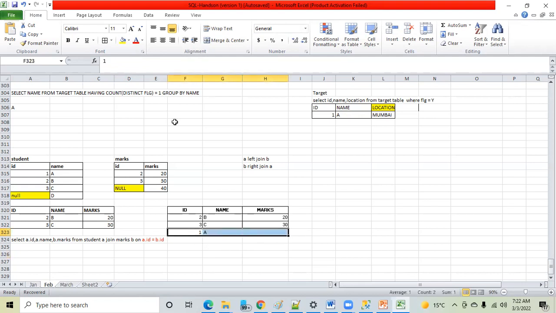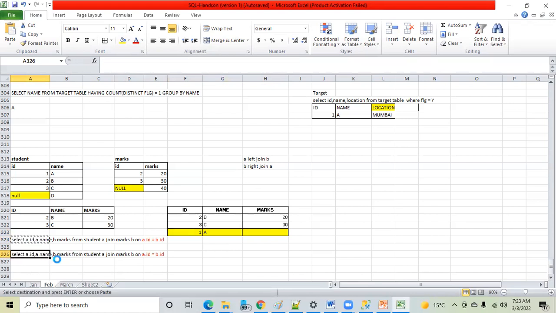Principal is saying that I want this information here. If you are missing, I will be under the impression that in my school only 2 students, B and C, are studying. But I want the detail of all the students, whether they have scored any marks or they were absent or whatever. Is this clear? Yes. So he wants all the information. So for that we have the concept of left join, right?